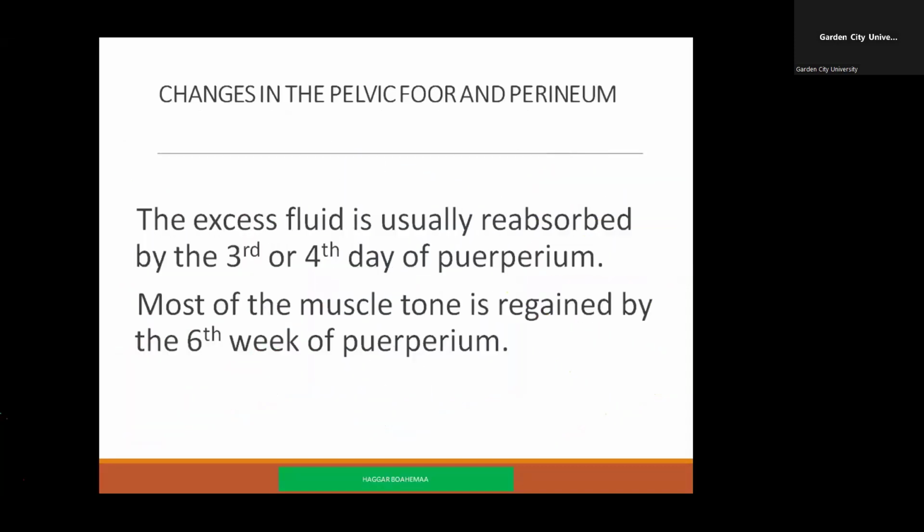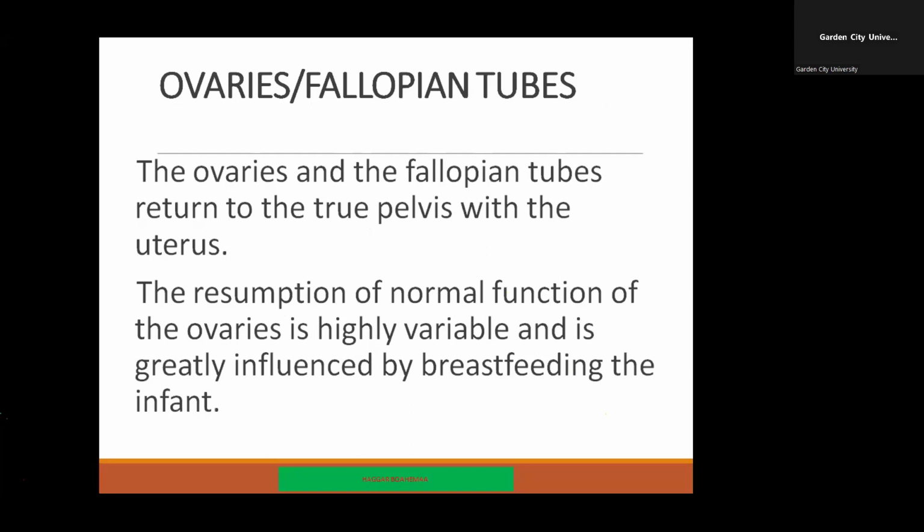Then we have changes in the pelvis or the perineum. We said by the 3rd or the 4th day of the period, most of the muscle tone of the perineum has been regained. However, if the client was given episiotomy, you have to inspect and see how the episiotomy is healing. Or if the client had a tear and you have to suture, you have to counsel the client to take good care of the vulva hygiene, so that the episiotomy or the tear does not become infected, and that is very, very important.